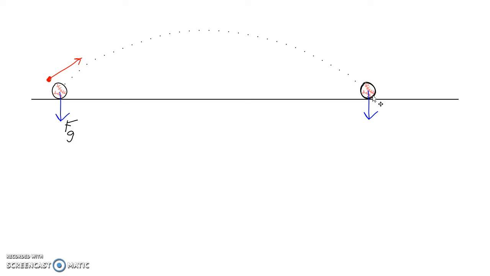Now, again, we're not talking about what happens after this ball bounces or somebody catches it or something else happens to it. We want to know at that instant it's hitting the ground. So the only force during this entire flight is the force of gravity.